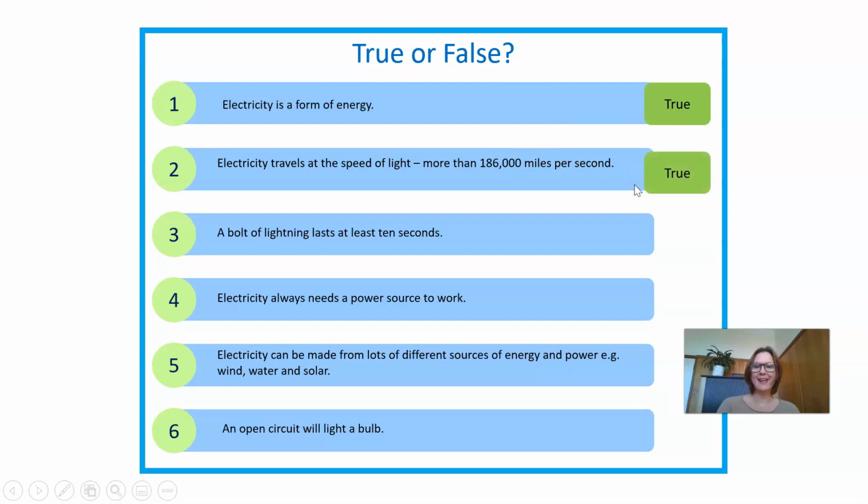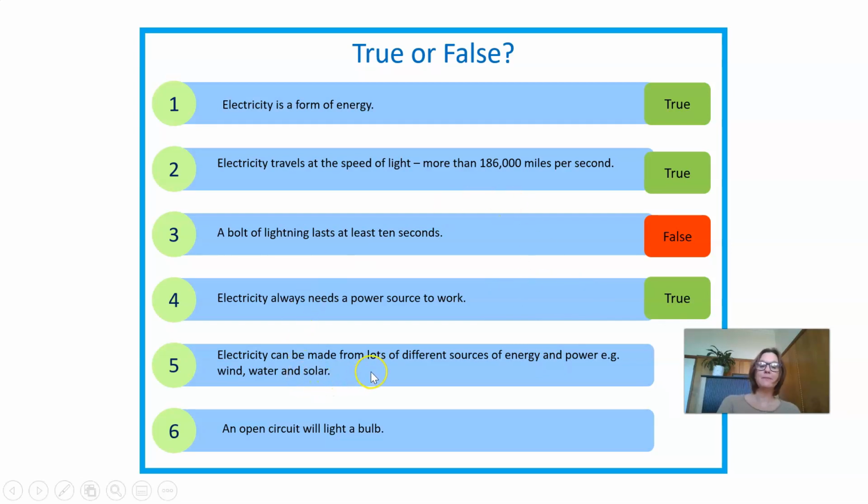True. Okay. A bolt of lightning lasts at least 10 seconds. Do you think that's true or false? It's false. Okay. Go and do some research on lightning. Very interesting. Electricity always needs a power source to work. Is that true or false? It's true. And we spoke about our different power sources, our batteries or our mains electricity.